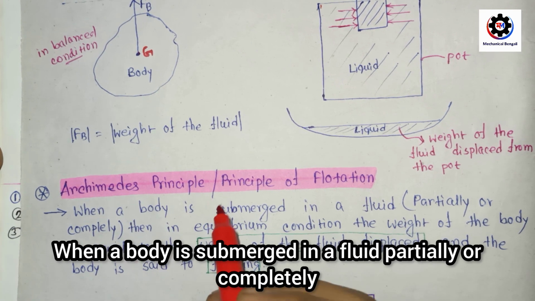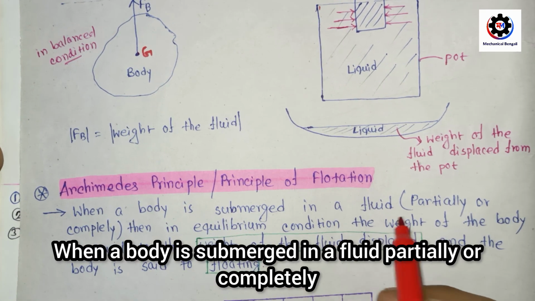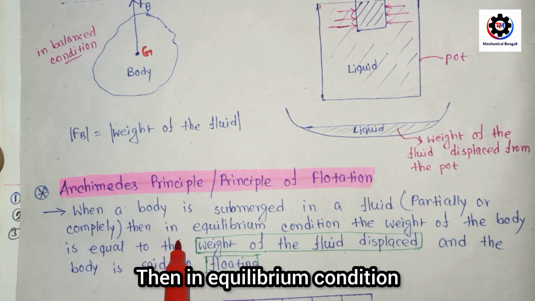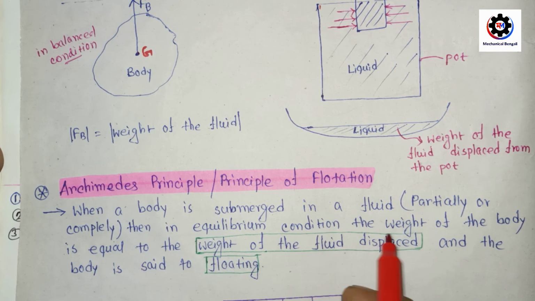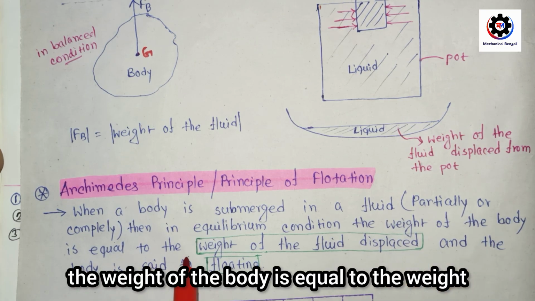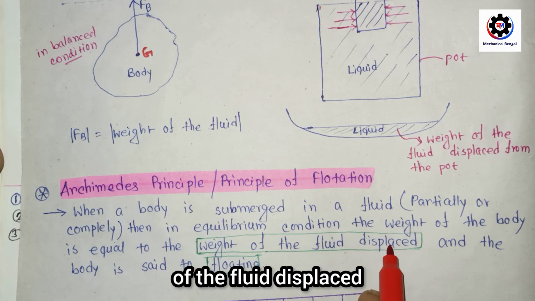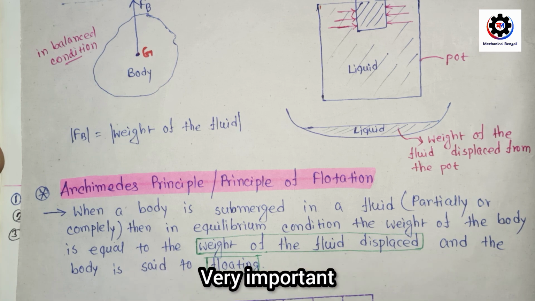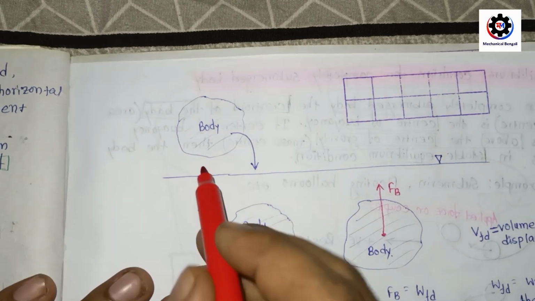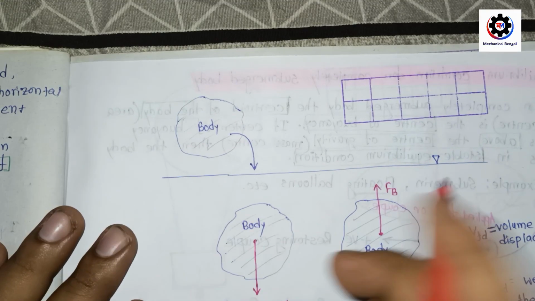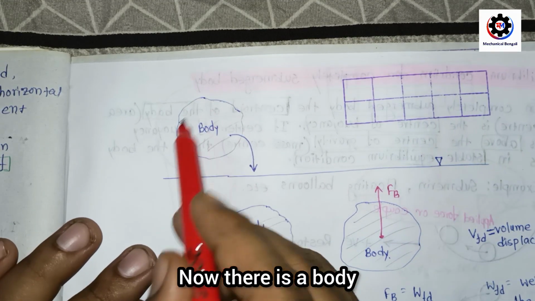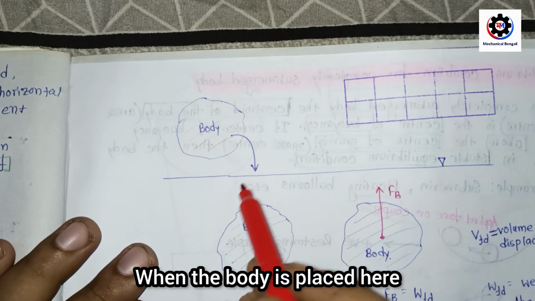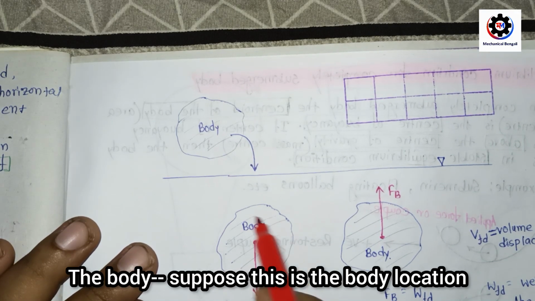When a body is submerged in a fluid, partially or completely, then in equilibrium condition the weight of the body is equal to the weight of the fluid displaced, and the body is said to be floating. Very important. Okay, so suppose this is a liquid, and this is the free surface symbol. Now there is a body, and suppose this is the body location.